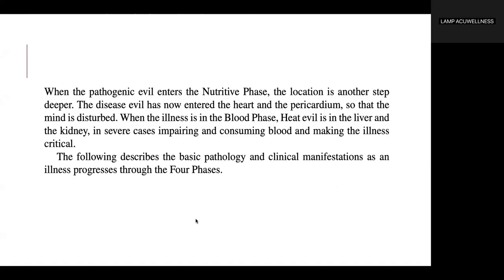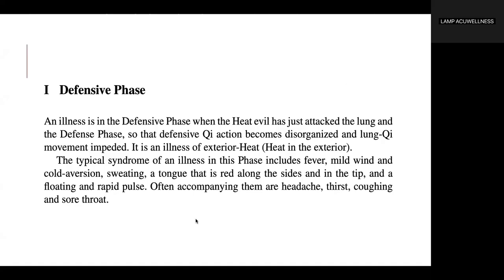When the pathogenic evil enters the nutritive phase, the location is another step deeper. The disease evil has now entered the heart and the pericardium, so that the mind is disturbed. When the illness is in the blood phase, heat evil is in the liver and the kidney, in severe cases impairing and consuming blood and making the illness critical. The following describes the basic pathology and clinical manifestations as an illness progresses through the four phases.